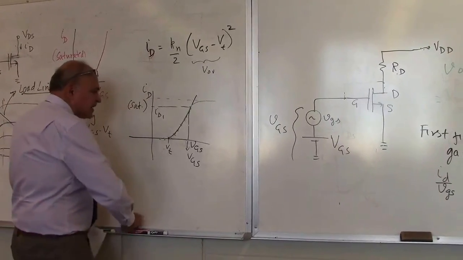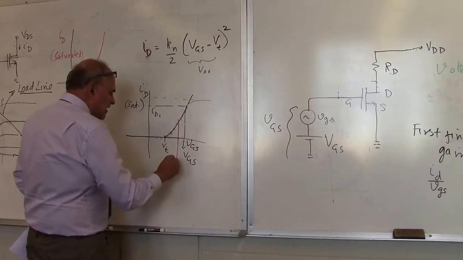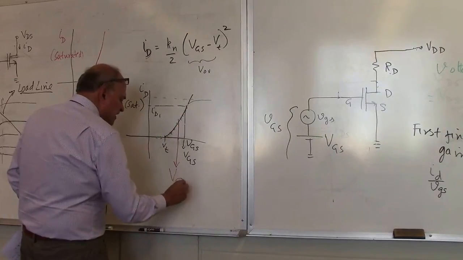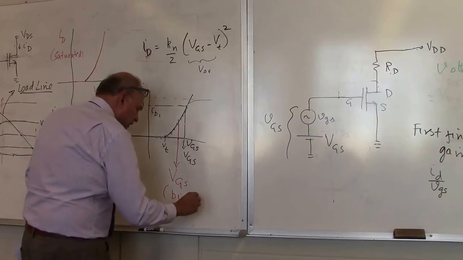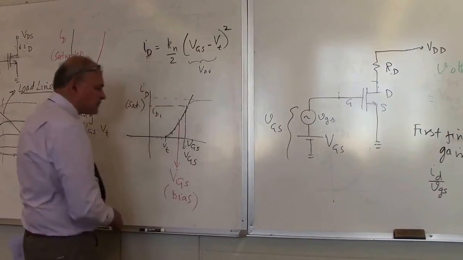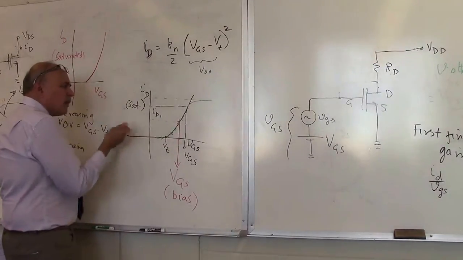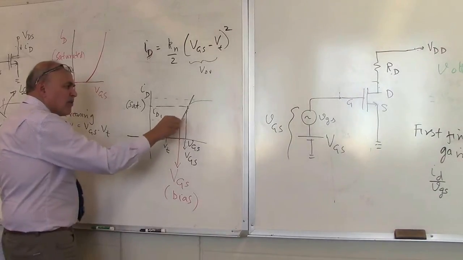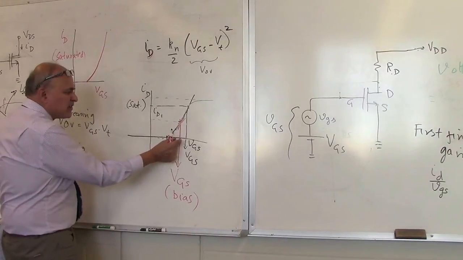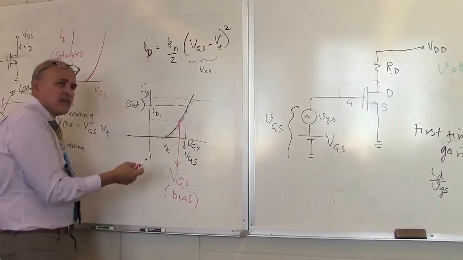Suppose I bias the circuit at this point. So this is now my bias point. Let's call it capital VGS. This is my bias point, or some people call it the quiescent point. So this is my operating point. So what is the slope of this curve? A small change in VGS will make a small change in ID, which is essentially the slope of that curve.